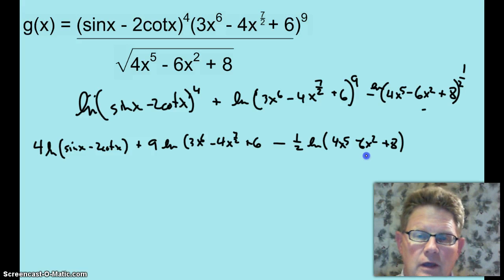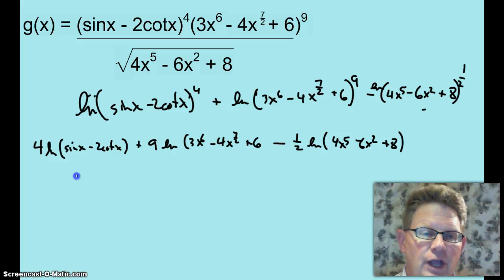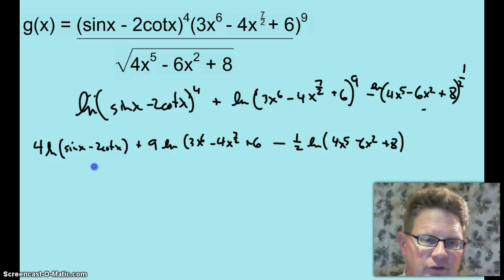Whew. Okay, there's the natural log of g of x. Now we're going to take the derivative. I'm going to pause it or I'll run out of room. I'm going to pause this and let you work on finding the derivatives of this expression. And then once we get that derivative, we'll multiply by the original. Alright, so I'll be back in a couple seconds. Spend some time working on this, okay?